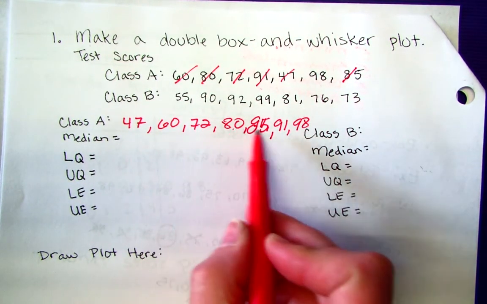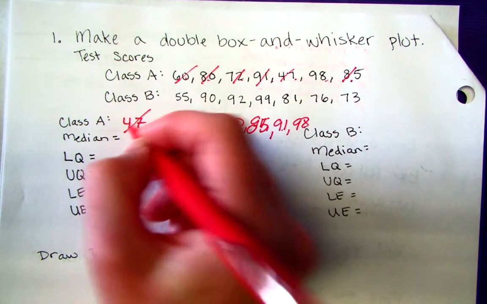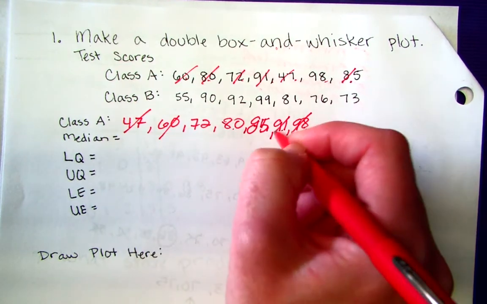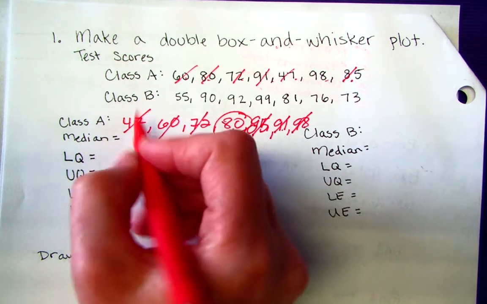1, 2, 3, 4, 5, 6, 7. 1, 2, 3, 4, 5, 6, 7. So 1 from the left, 1 from the right, 1 from the left, 1 from the right, 1 from the left, 1 from the right. So that is my median, it's 80.